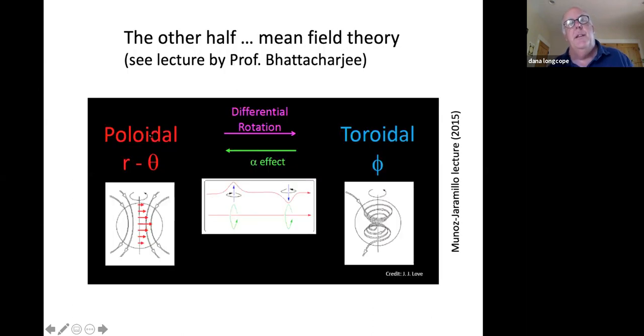Okay, so that fills in converting poloidal to toroidal field. The way back is more complicated, and there are several answers to that. Professor Bhattacharjee will later on today describe in great detail something called the alpha effect. This is a result of mean field dynamo theory, and that does the trick of converting toroidal to poloidal fields.